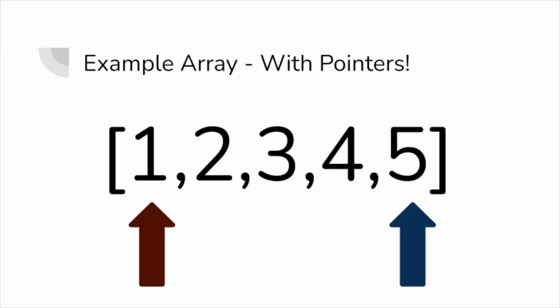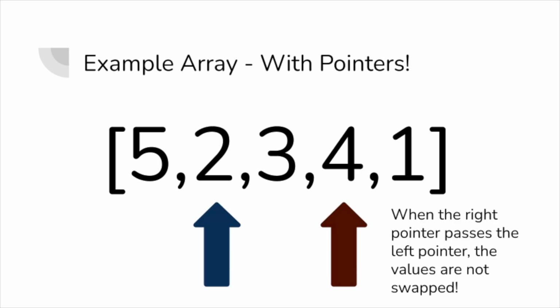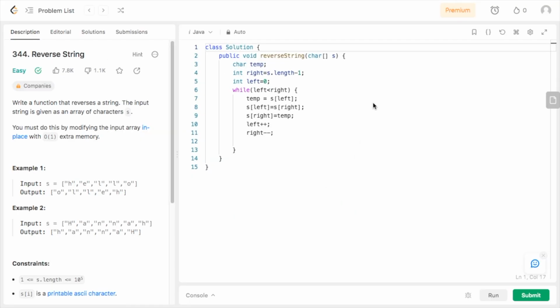To do this, we can use two pointers, one at the start of the array and one at the end of the array. What we can do here is swap the values at the pointers and then bring our pointers closer together by 1. We can keep on repeating this while the right pointer is greater than the left pointer. The reason we're adding this condition is because if the left pointer passes the right pointer, then we're undoing our swapping. Now that I know what to do, let's do it.